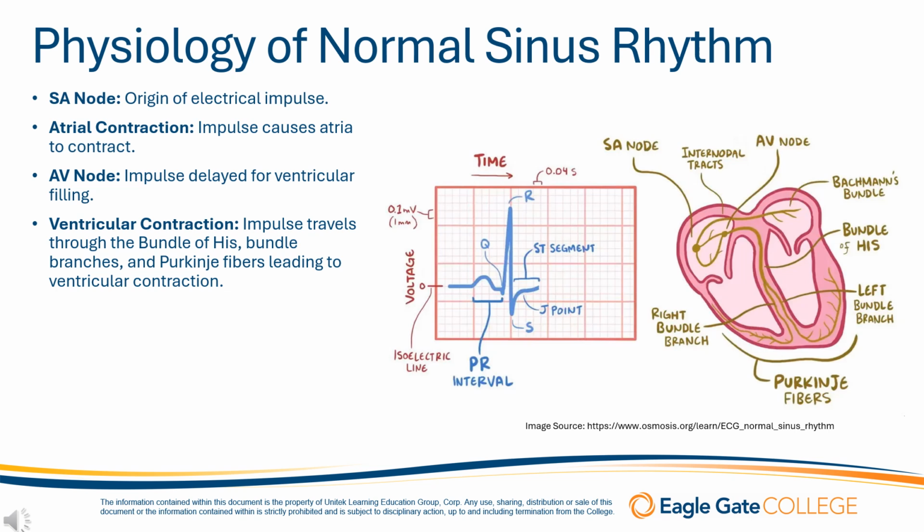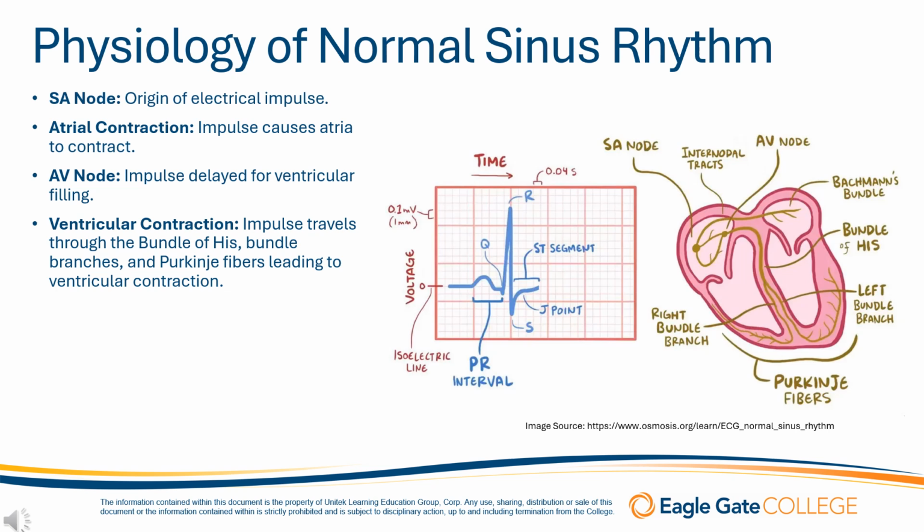Once the electrical impulse is initiated by the SA node, it quickly propagates through the atrial myocardium, leading to atrial depolarization. This is represented by the P wave on the ECG. As the atria depolarize, they contract, pushing blood into the ventricles. This atrial contraction, also known as the atrial kick, is essential for completing ventricular filling and ensuring that the ventricles receive the maximum amount of blood before they contract. This process enhances the efficiency of the heart's pumping action, contributing significantly to overall cardiac output.